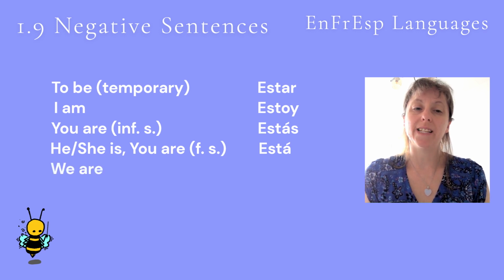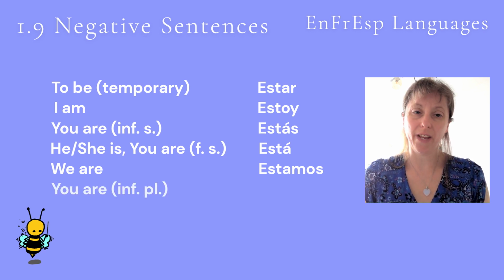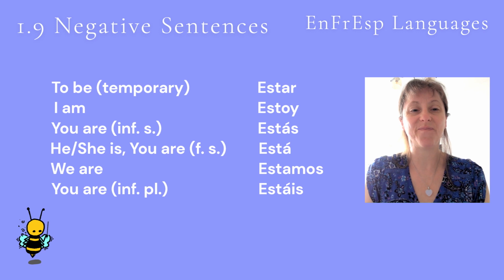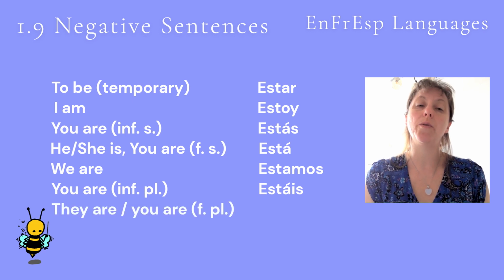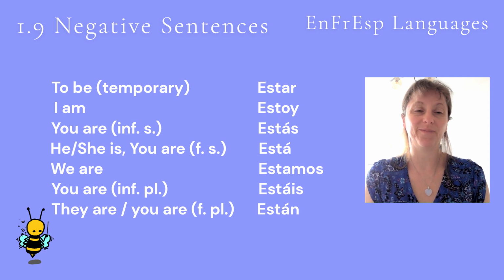We are in Spanish is, Estamos. Let's hear we are again. Estamos. You are, informal and plural, is, Estáis. Let's hear it again. Estáis. Both they are and you are, formal plural, are, Están. Let's hear it again. Están.